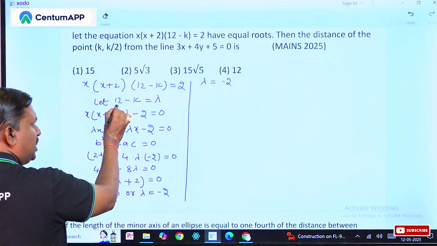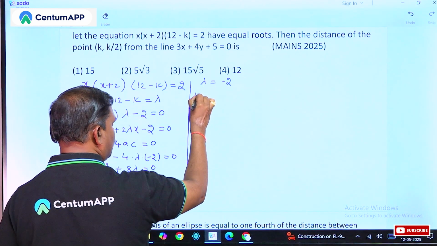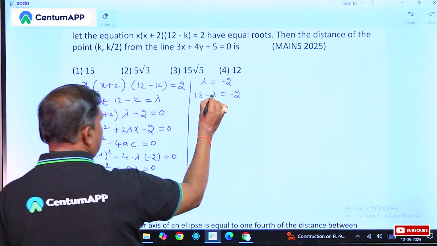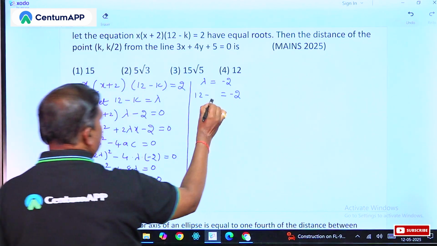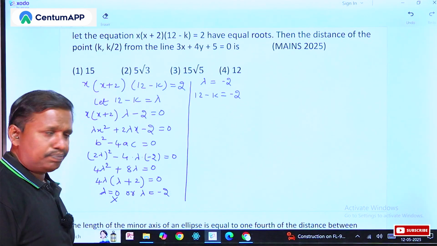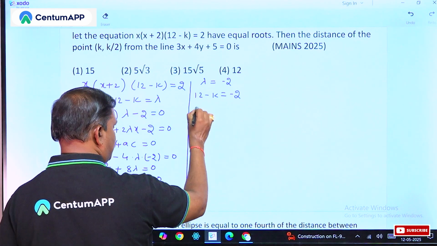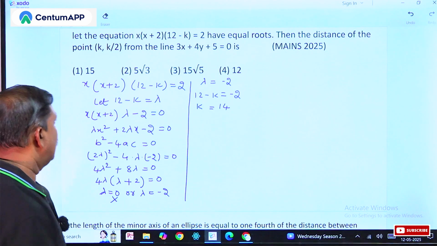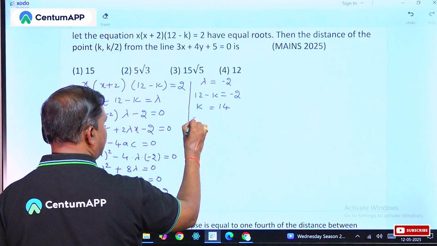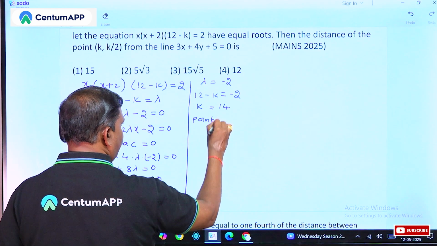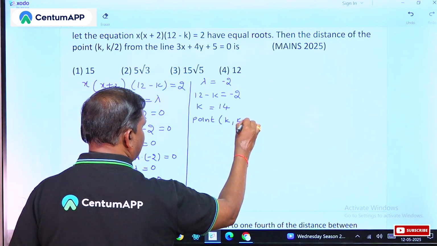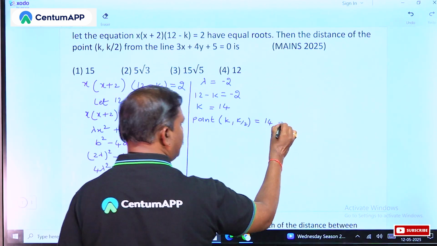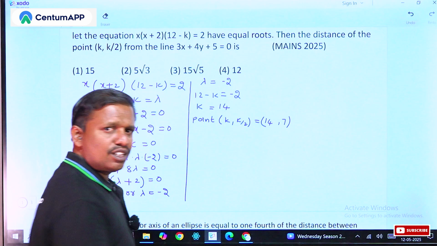Now lambda means we assumed 12 minus k. That's why 12 minus k is equal to minus 2. Minus 2 transpose this side, that's why k is equal to 14. K value we got 14. Now find this point (k, k/2) given. Substitute k value in this, we get (14, 14/2), means 7. Point is (14, 7).